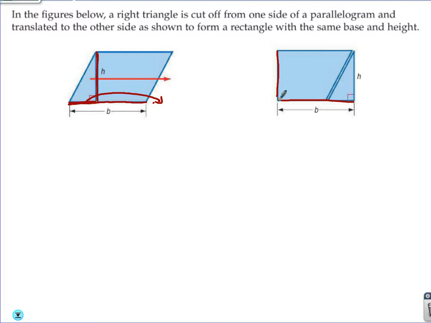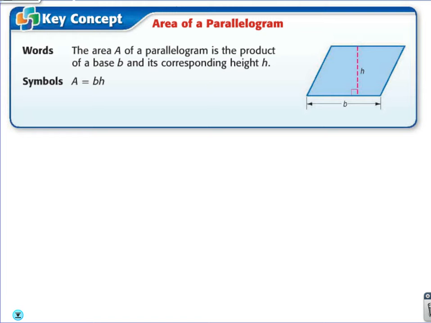Area equals length times width or base times height when you deal with a rectangle, and area is equal to base times height when you deal with a parallelogram. So there's your formula. And I think we've already got that in our notes. Should have.